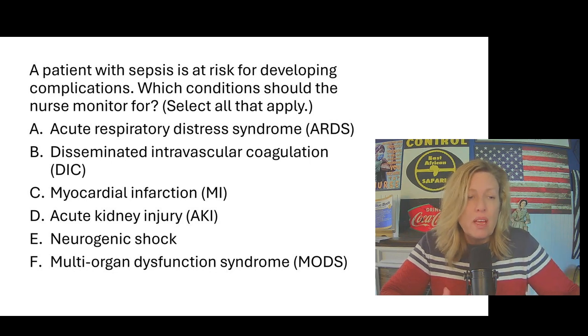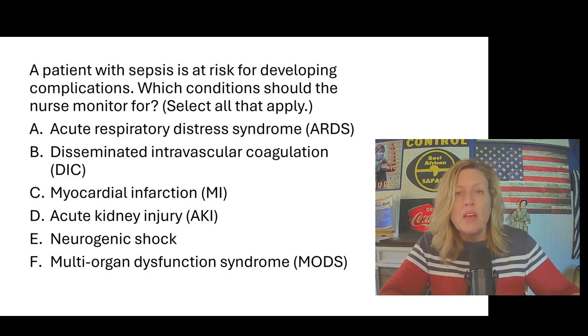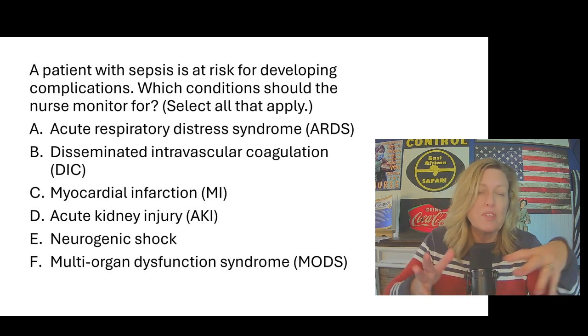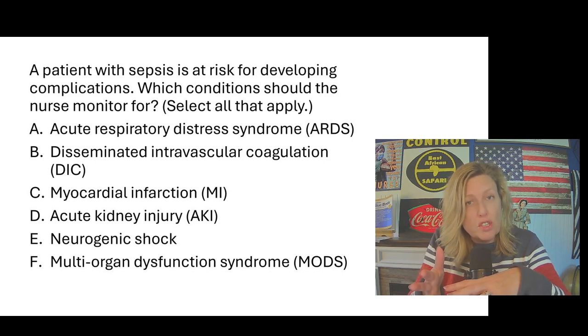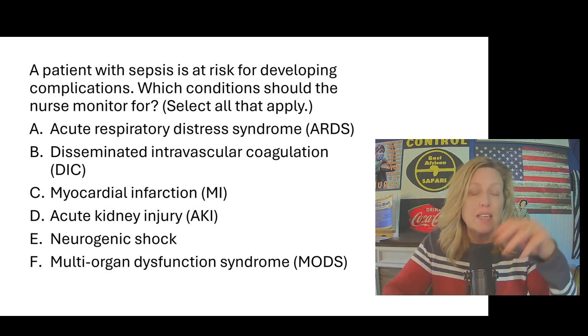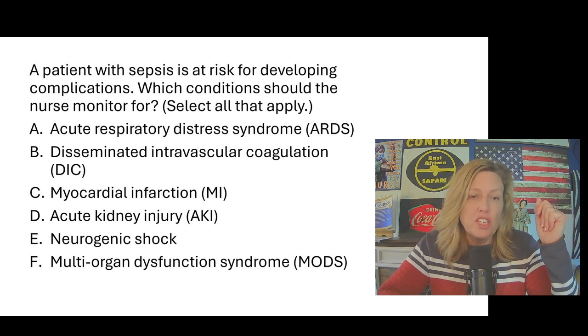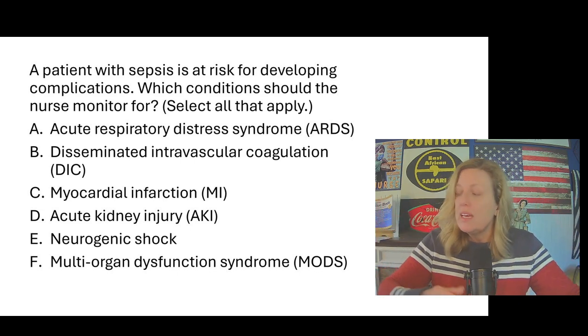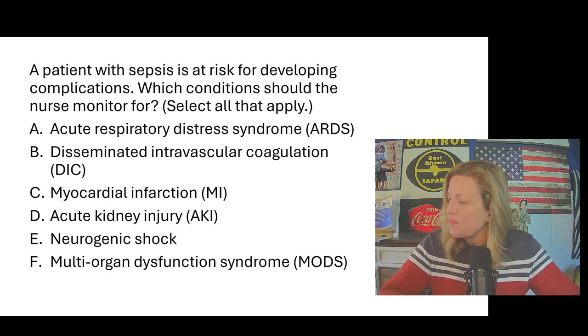Myocardial infarction. That's not considered a risk factor related to sepsis. Acute kidney injury. Well, septic shock, developing sepsis, or sepsis. So if they go into shock, they're going to have poor tissue perfusion and their urine output goes down. So they could have acute kidney injury. So yes, I got to watch for that. Neurogenic shock, sepsis does not lead to neurogenic shock. It leads to septic shock. It does not lead to neurogenic shock.